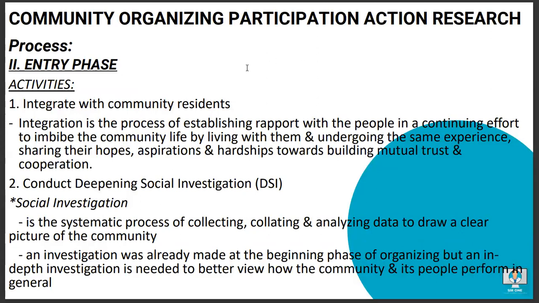So, what are the activities? Integrate with community residents, di ba? Mag-establish ka ng rapport. So, kailangan halubilo ka sa community. Integration is the process of establishing rapport with the people, continuing efforts to imbibe the community life by living with them, undergoing the same experience, sharing their hopes, aspirations, and hardships toward building mutual trust and cooperation. And then conduct deepening social investigation. DSI, magkakandak ka ng deepening social investigation.